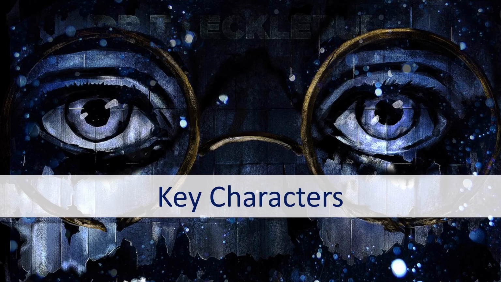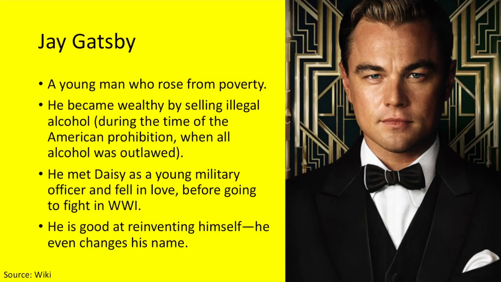Now, when it comes to understanding the key characters, the main character is Jay Gatsby. So he's a young man who rose from poverty. He's part of the new money in 1920s America. He became wealthy by selling illegal alcohol during the time of American Prohibition, when all alcohol was outlawed. And he met Daisy as a young military officer and fell in love before going to fight in World War I. And he is very good at reinventing himself. He even changes his name.